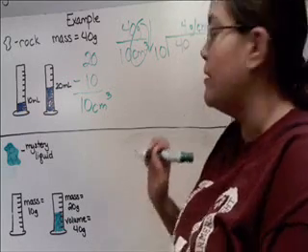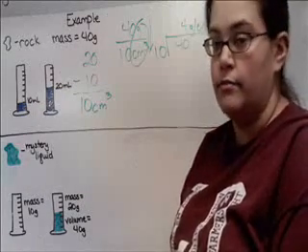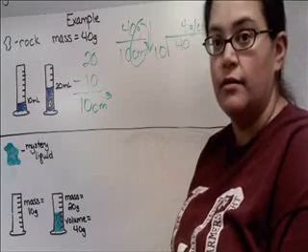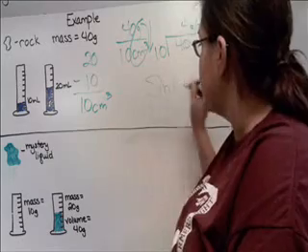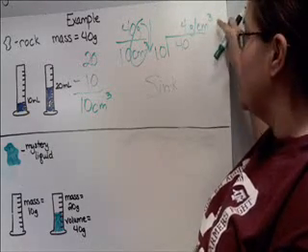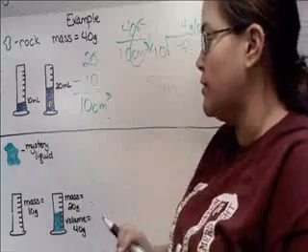g/cm3. Now, will this rock float or sink in water? It has a density of 4 grams per cubic centimeter. It will sink, because water has a density of 1, and 4 is higher than 1, so the rock is more dense, and it will sink. Let's go ahead and do our liquid now.